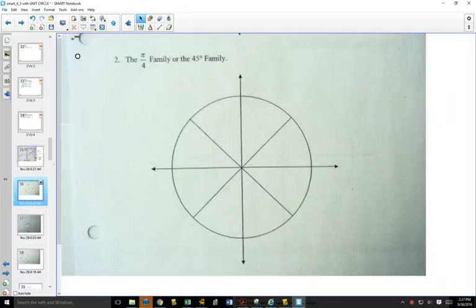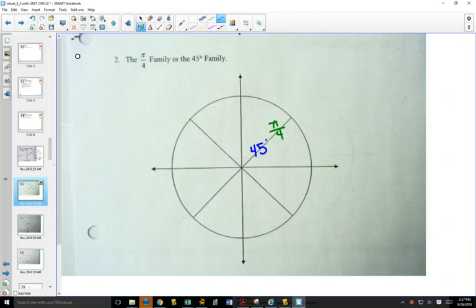So the pi over 4 or 45 degree family. Again, choose your color coding for degrees. The way something is part of a family, so what belongs to the 45 degree family or what belongs to the pi over 4 family, is whenever the angle has the same reference angle. So anything that has a reference angle of 45 degrees will be part of the 45-degree family.